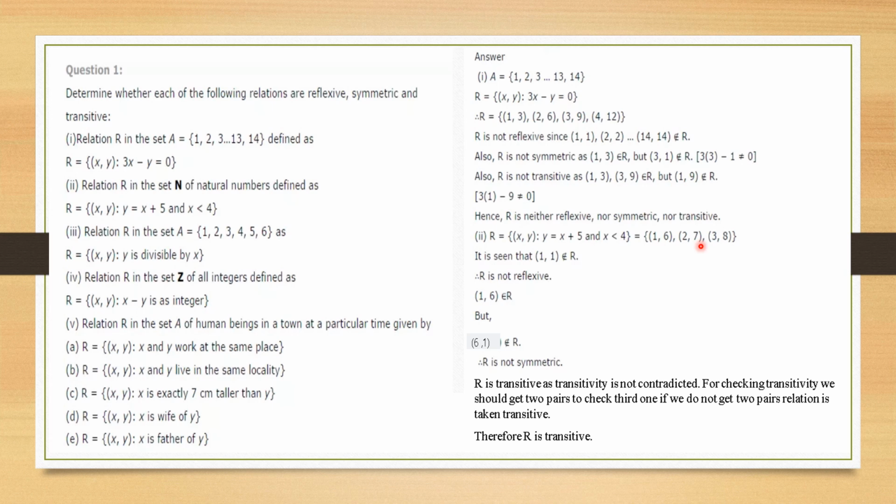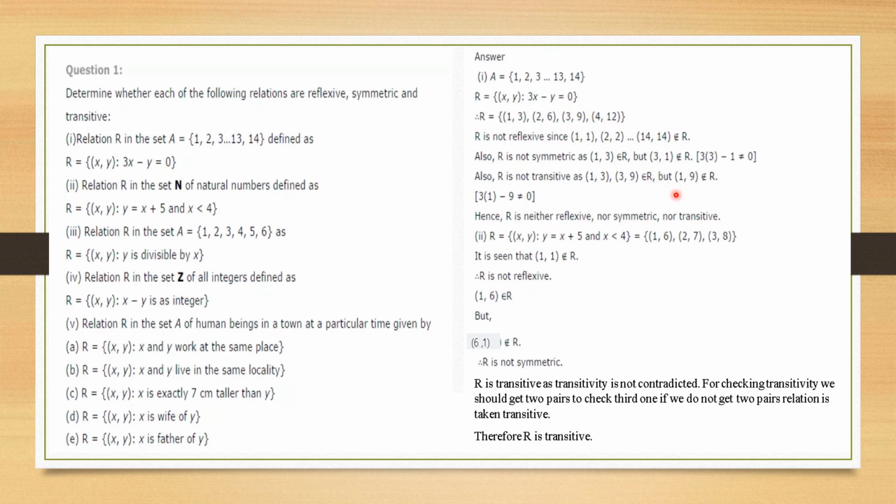Let me make it very clear that transitivity requires two pairs, which should be present firstly in the relation. Like from here I took (1,3) and (3,9). They both were present so that I could check (1,9). And I checked (1,9) was not there, so that's why it was not transitive.